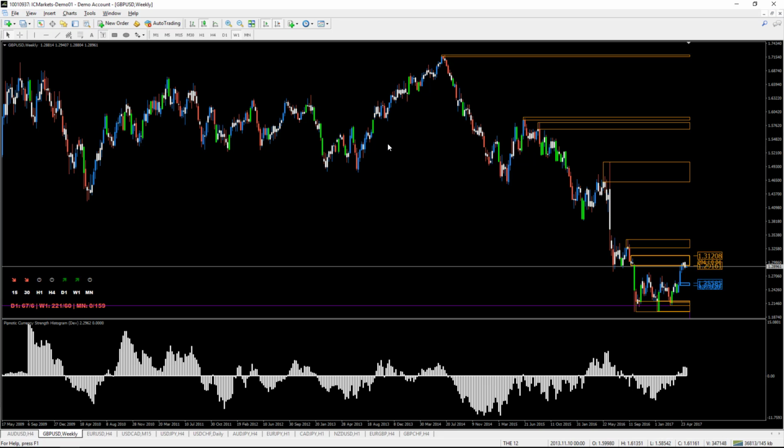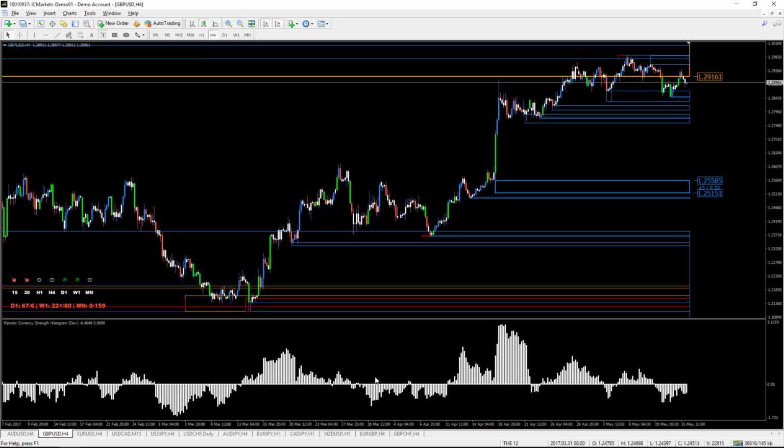You can see here on the weekly, the histogram has popped up to the upside, and so that would make me a little bit careful about selling for the time being. And so I'm using this a lot as a filter as well, to tell me, maybe, to keep me in the trades.